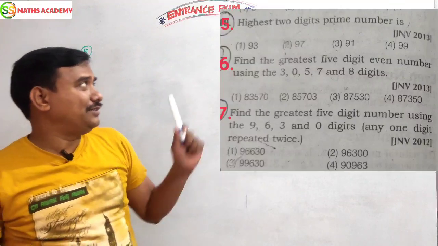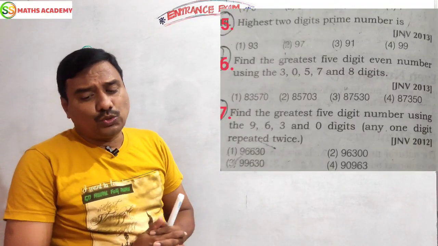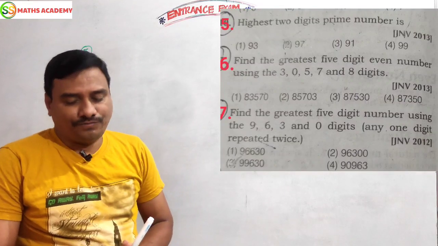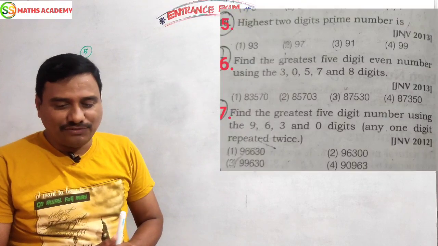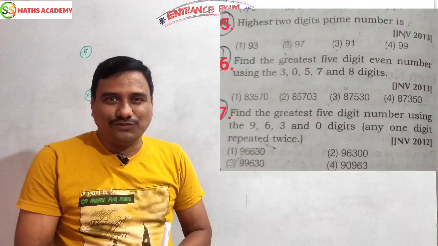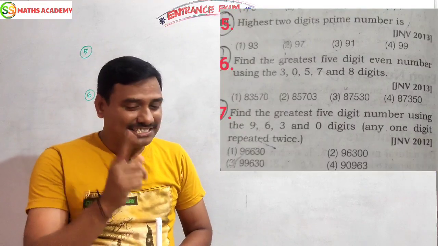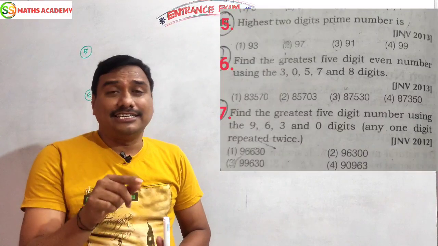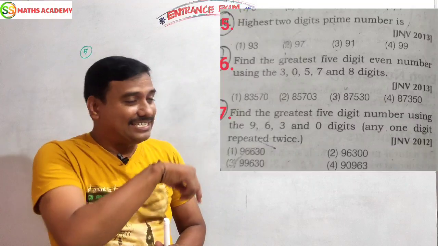Next question, the 5th question. I am reading it here: the highest 2-digit prime number. Option 1, 93. Option 2, 97. Option 3, 91. Option 4, 99. You are smart students, you know very well that among these 4, some are not prime numbers, because a prime number has 2 factors, 1 and itself. Here 93 is divisible by 3, so it's not a prime number. It is a composite number. Option 1 is out.